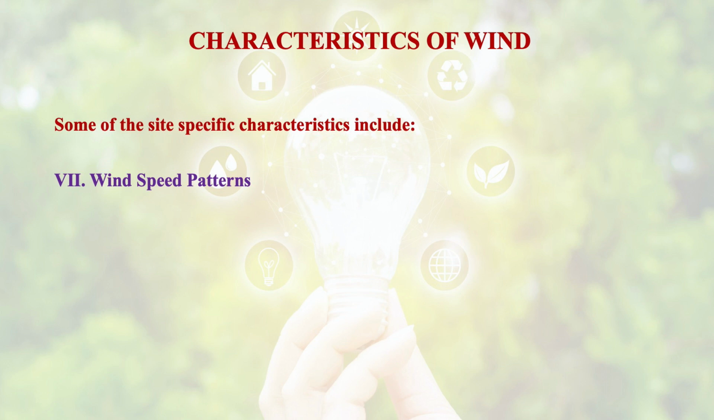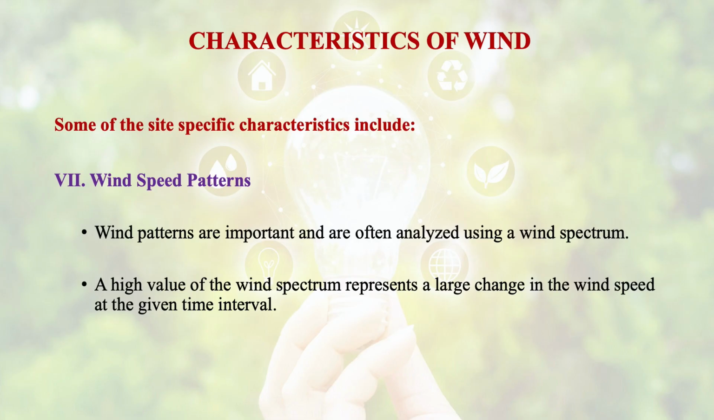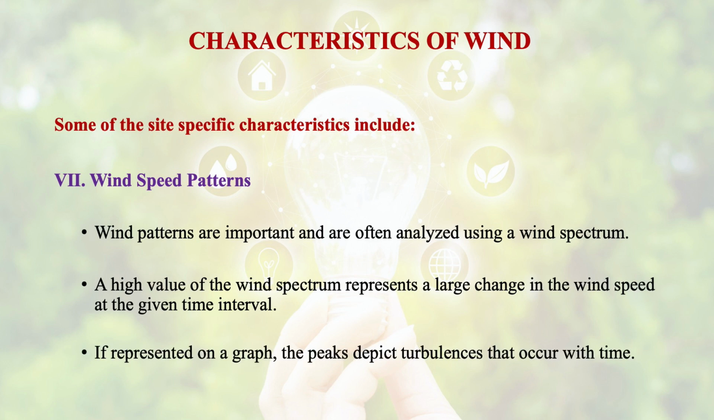Then comes the wind speed patterns. Wind patterns are important and are often analyzed using a wind spectrum, and this spectrum represents a large change in the wind speed at the given time interval. A high value of the wind spectrum represents a large change in the wind speed at the given time interval. If represented on a graph, the peaks depict turbulences that occur with time.